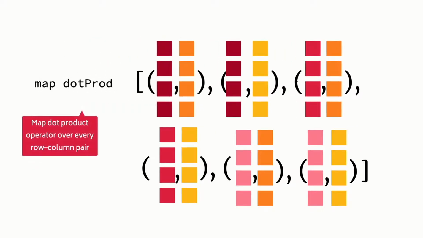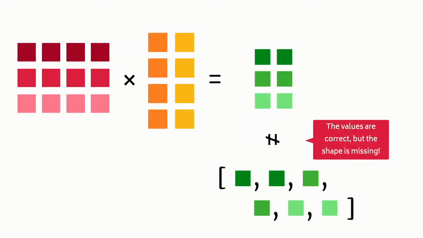Then we're going to map the dot product operator over this list of row-column pairs. And so map is just the traditional functional definition of map. We take an operator and we apply it to everything in the list. And that gives us this list of scalars. But there's a problem here. So while the values in this list may be correct, we're missing something key. A two-dimensional matrix times a two-dimensional matrix should produce a two-dimensional matrix. And what we get out is a flat list of scalars. And so we've lost the shape. We don't actually have the shape of the output tensor, which is a key piece of information.